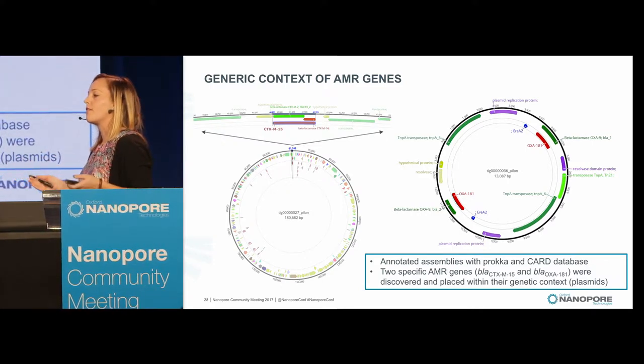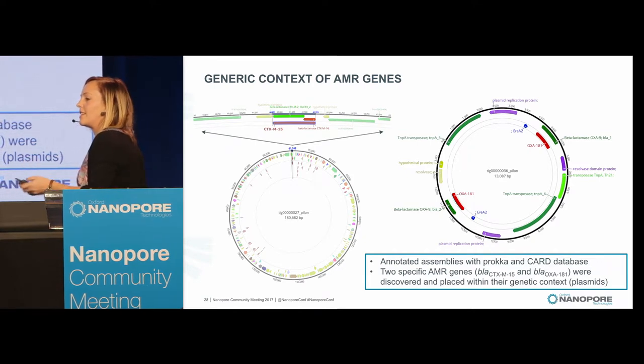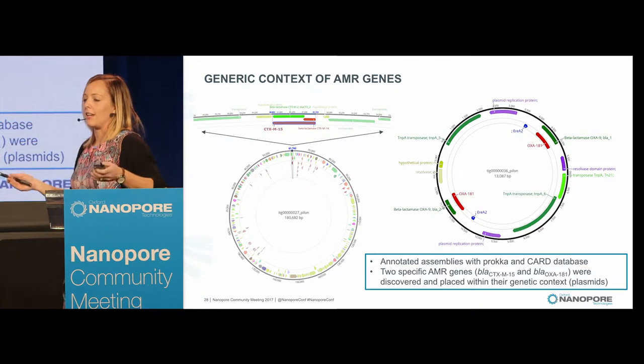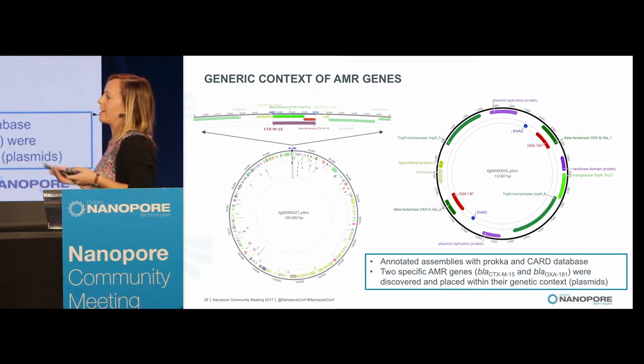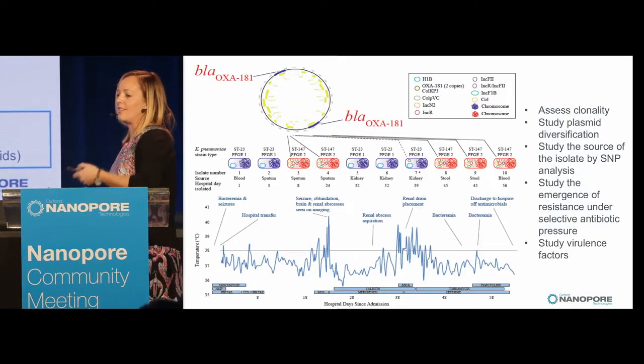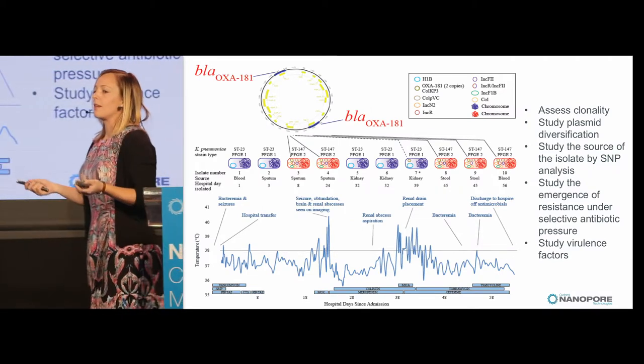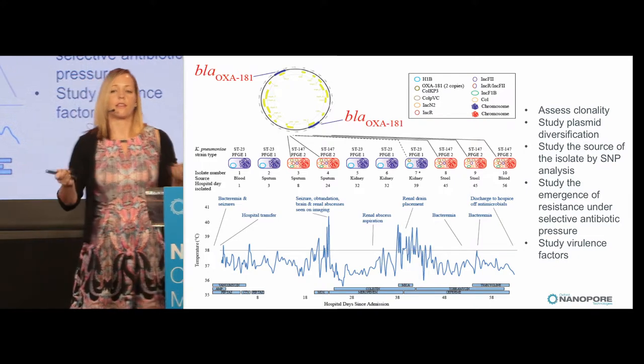And what we found in the chromosome is that the CTXM15 gene jumped into a porin gene and inactivated it, resulting in further beta-lactam resistance, just showing how much these genes can jump around with these insertion sequences. So with sequencing, we were able to really piece together the clinical scenario.